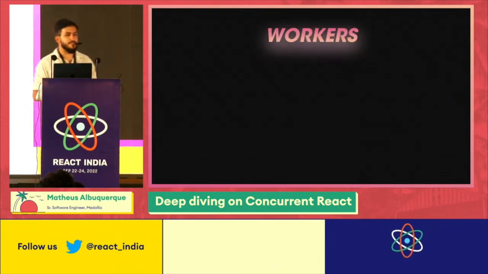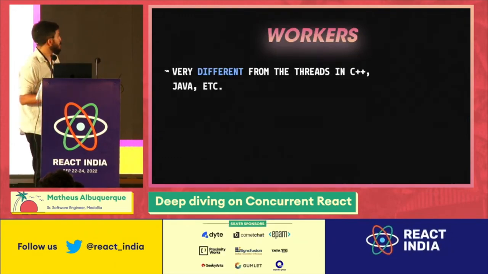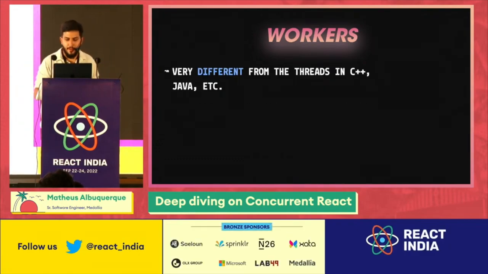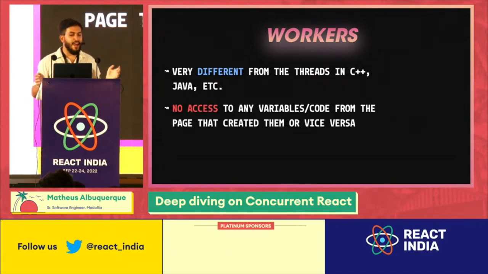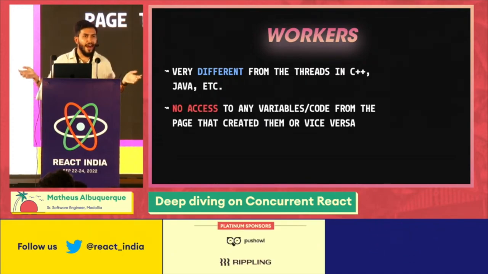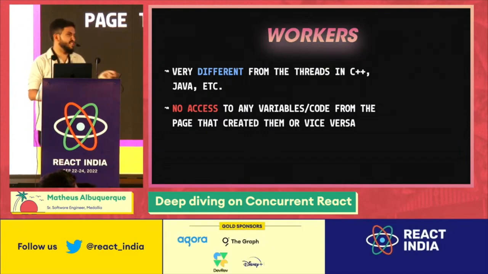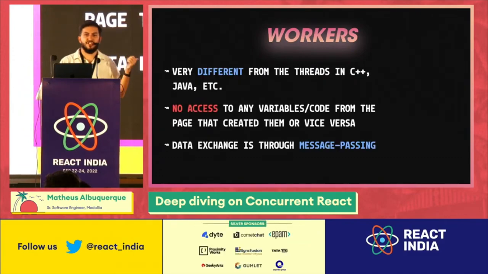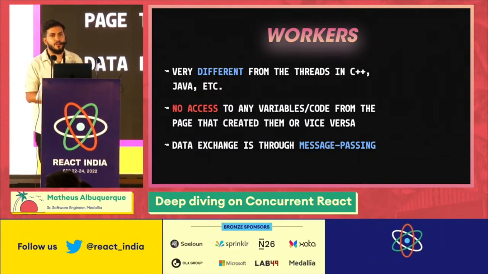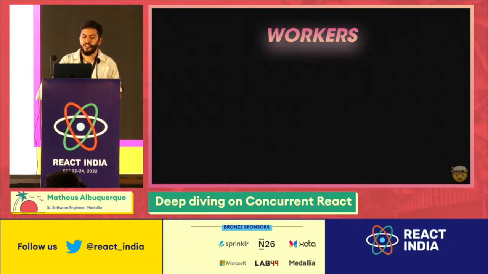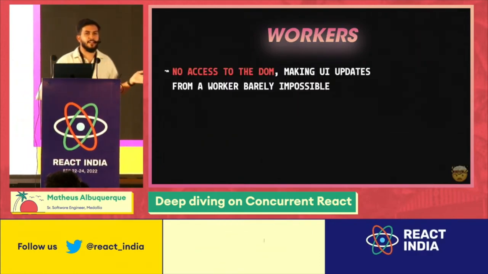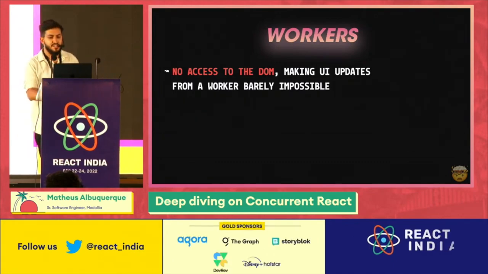And parallelism in the browser comes as workers. Workers are very different from threads in C++ or Java, if we are used to them. This happens because we don't have access to variables or any code, actually, from the page that created them, and vice versa. Because of that, data exchange happens via message passing. If you've done workers before, you know what I'm talking about. And by the way, tomorrow is going to be a great talk about workers. But one of the things they have is they don't have access to the DOM. And because of that, making UI updates is almost impossible.